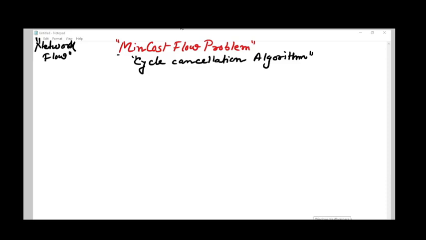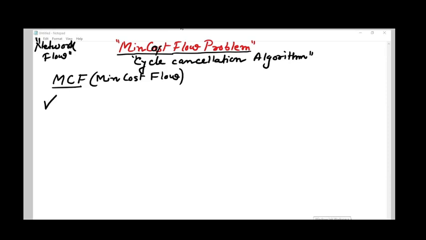Before that, we have to understand what the min cost flow problem is. Earlier we learned what max flow is, now it is min cost flow. So let us understand what min cost flow is. In short, we will call it MCF, min cost flow. Materials are not available so much, even in the book. It is a graph flow optimization problem.